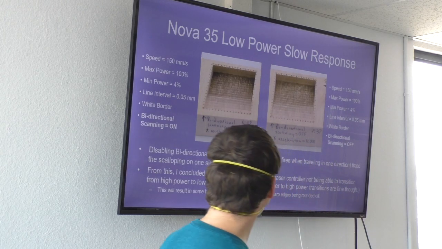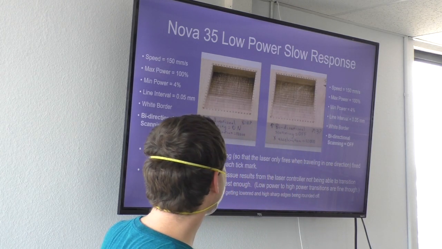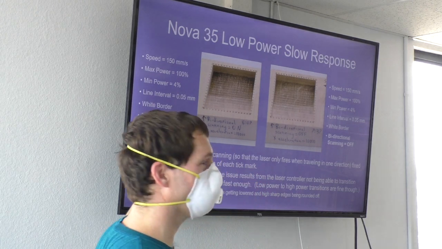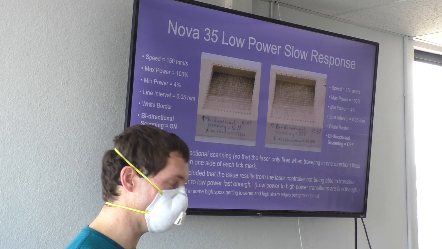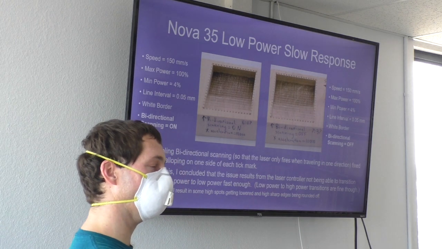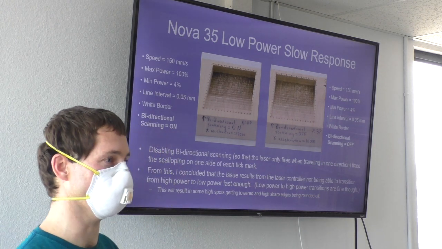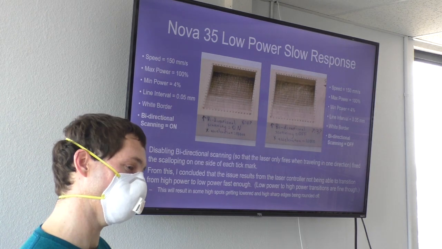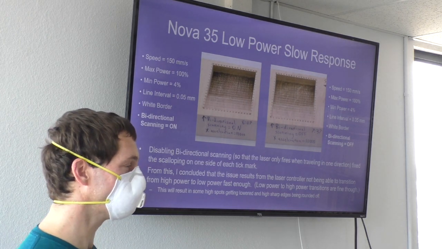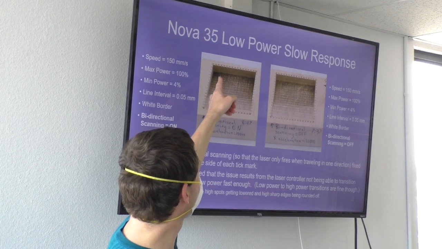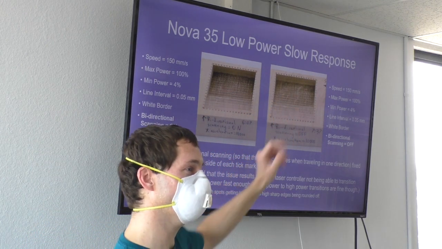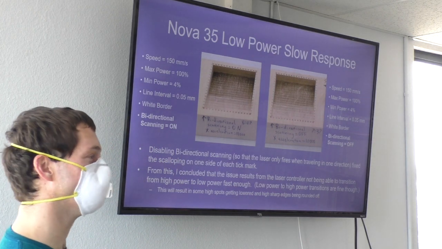So this was one of the first tests. The only difference between these is that this one has bidirectional scanning on, and that has it off. Normally when you do the laser, it goes across one way, cutting, goes back the other way, it's still cutting. When you turn off bidirectional scanning, it only cuts in one direction. And then it just quickly goes back and then cuts again. So you can see that the scallop went from being fully scalloped to being half scalloped. So this half fixed the problem.